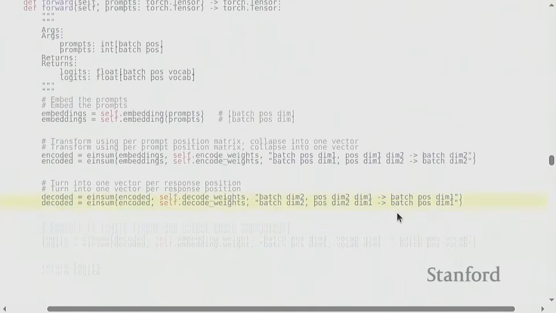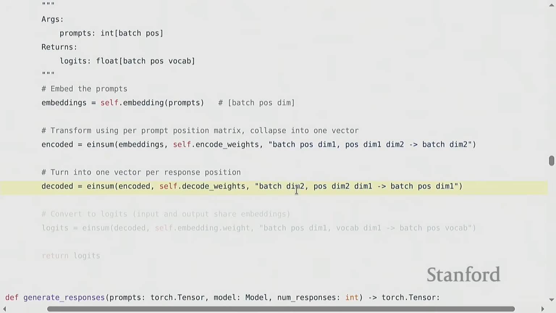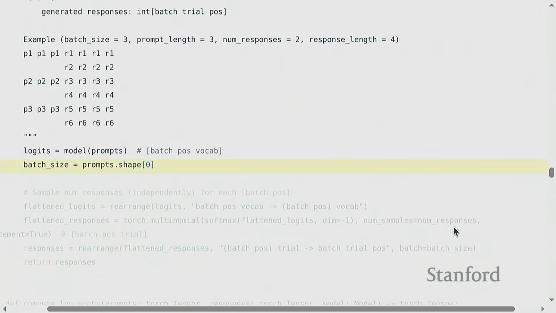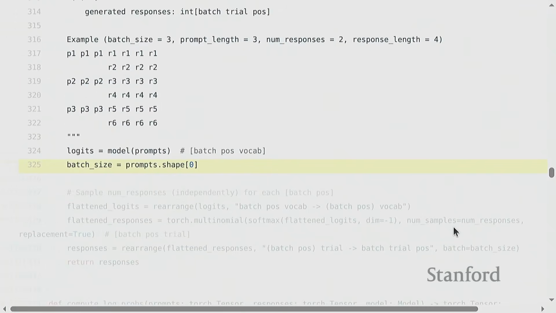And then given that vector for each prompt, for each position I'm going to apply this matrix and get back a vector. Finally, given a vector for each position and prompt, I'm going to convert that into logits over my vocabulary. So it's a simple model I made up. I don't know if it is actually anything useful, but it fit this toy example.